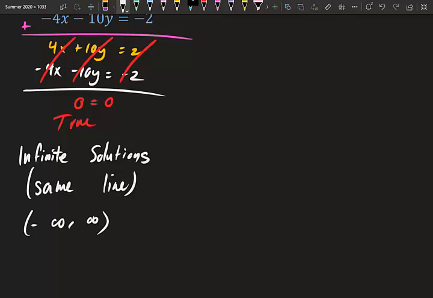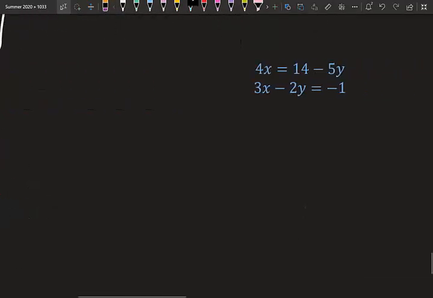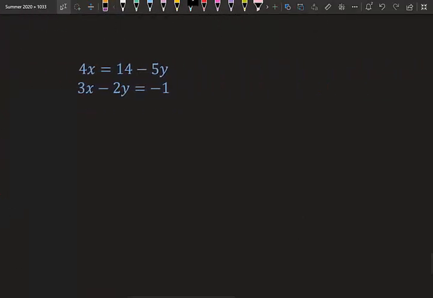If there's a substitution method, everything would cancel out just like it did here. That's why I'm not showing you. All right, let's do the next example. We're going to start the next example, and then you will finish it.